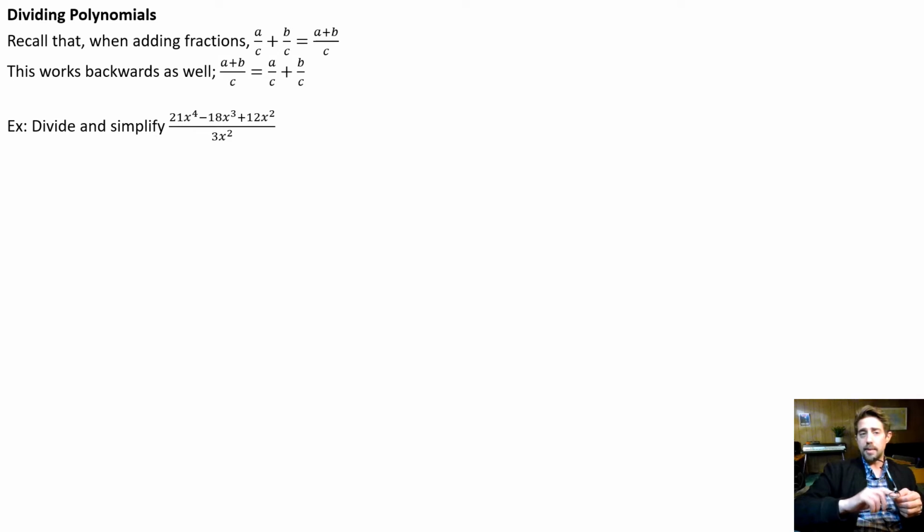All right, so this is a polynomial divided by a monomial. Dividing by something that's not a monomial, you're going to see as a whole different bag of chips. That's not an expression. Okay, so the first thing to do is to use this principle. So this is like a plus b plus c over d. We can split it up into three things: 21x to the fourth over 3x squared minus 18x cubed over 3x squared plus 12x squared over 3x squared.